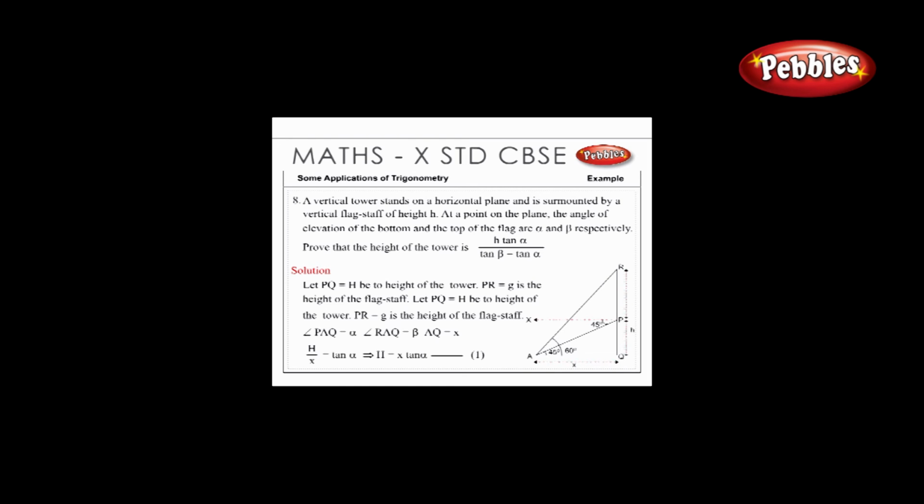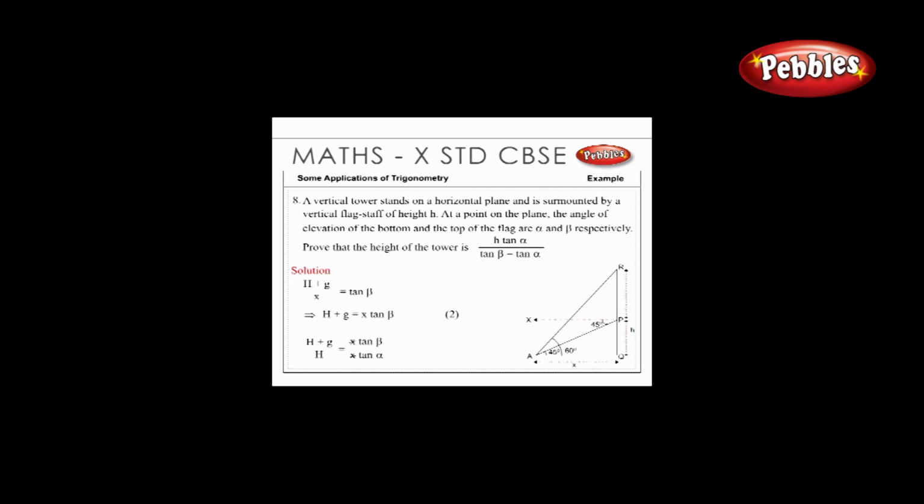Angle PAQ is equal to alpha. Angle RAQ is equal to beta. AQ is equal to X. H by X is equal to tan alpha, implies H is equal to X tan alpha. Let us denote this by equation 1. H plus h by X is equal to tan beta, implies H plus h is equal to X tan beta. Let us denote this by equation 2.